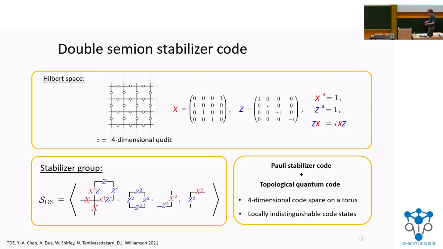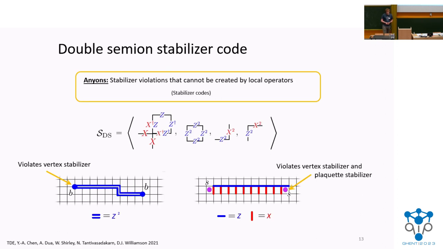Now, in order to distinguish this from any toric code, we need to consider its anyon theory. There are two generators of the anyons of the double semion stabilizer code. The first I'll call B. B corresponds to a violation of a vertex term. This is the vertex term here.